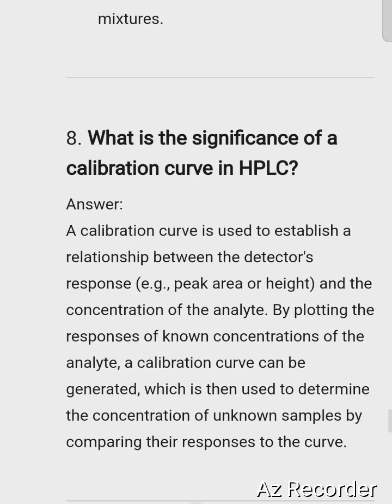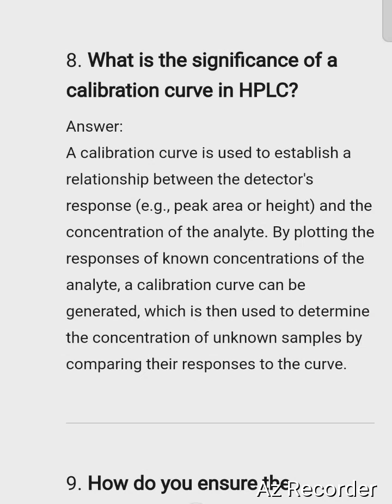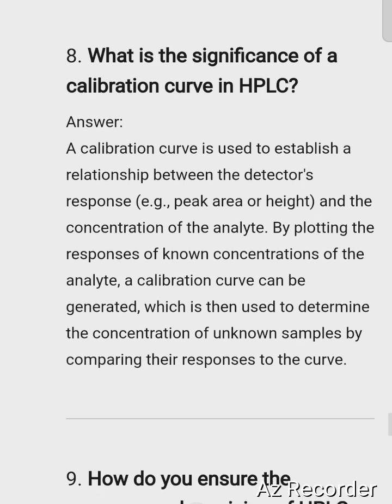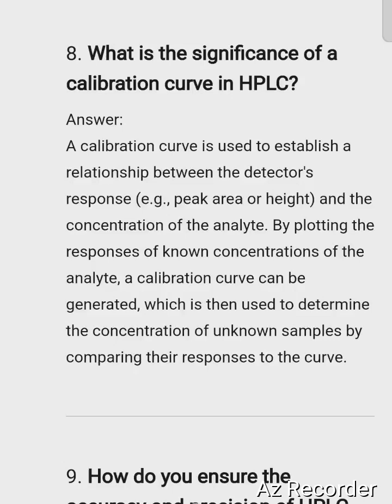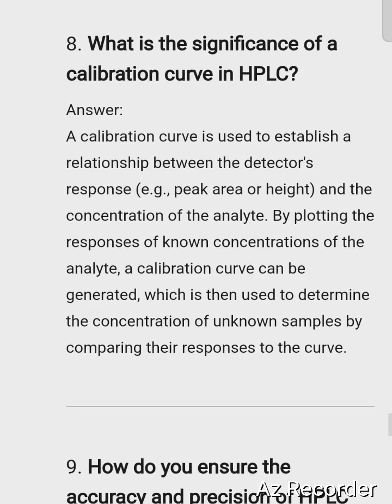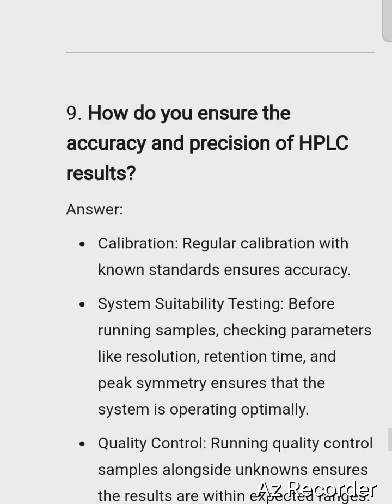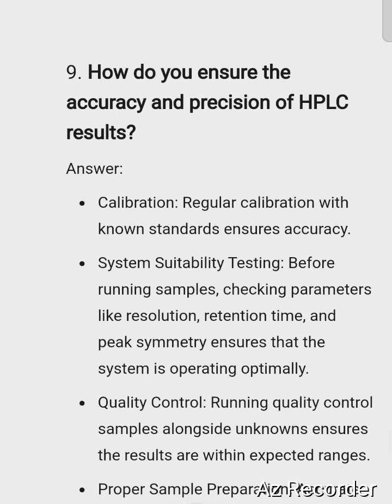Then the next question is: what is the significance of the calibration curve in HPLC? The calibration curve is used to establish the relation between detector response, that is peak area or height, and the concentration of the sample. By plotting responses against concentration of analyte, a calibration curve can be generated, which is then used to determine the concentration of unknown samples by comparing their responses to the curve. Since we are determining linearity, on that basis we can determine the unknown concentration of samples by knowing the peak area.